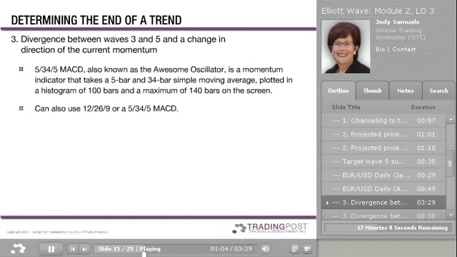Some of its uses are as follows. 1. The Awesome Oscillator identifies the top or bottom of wave 3.